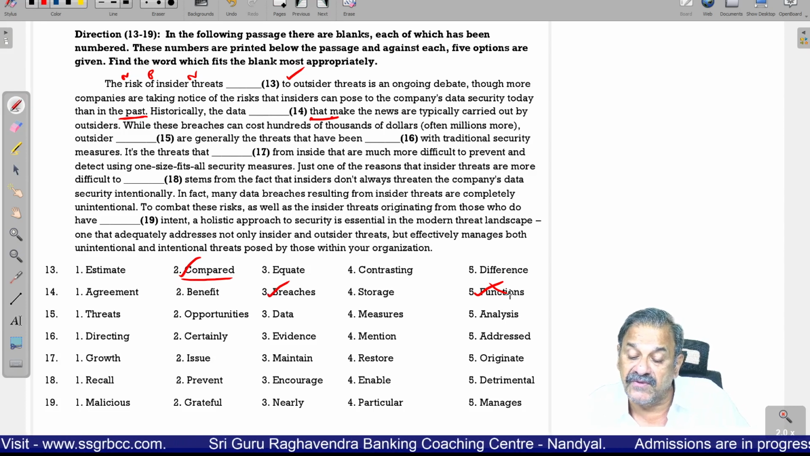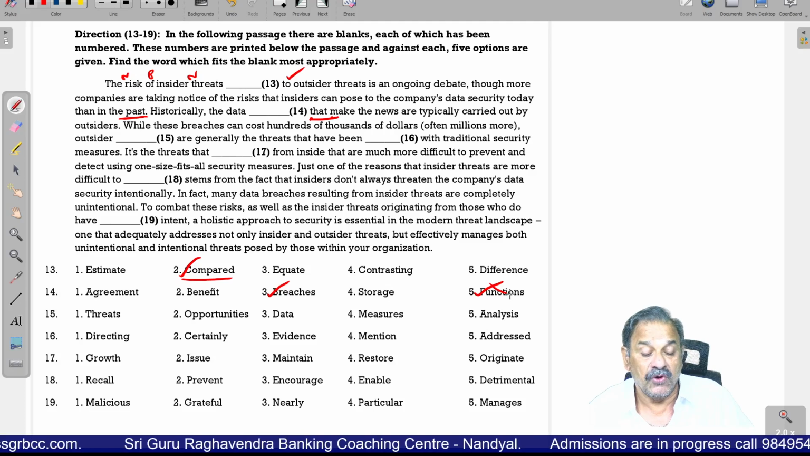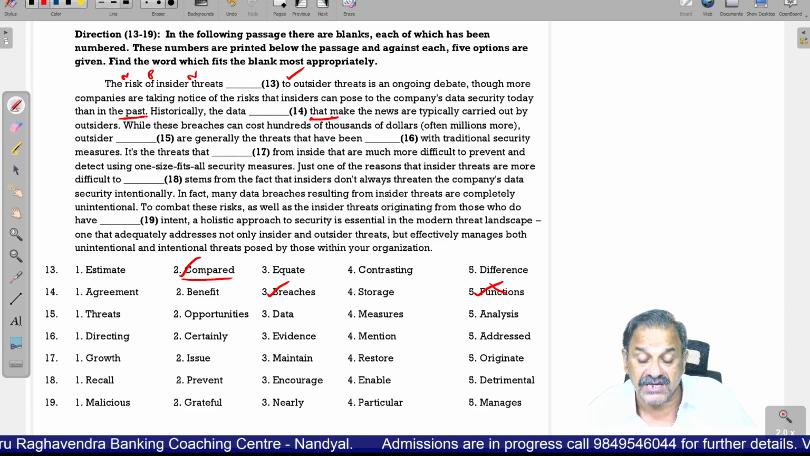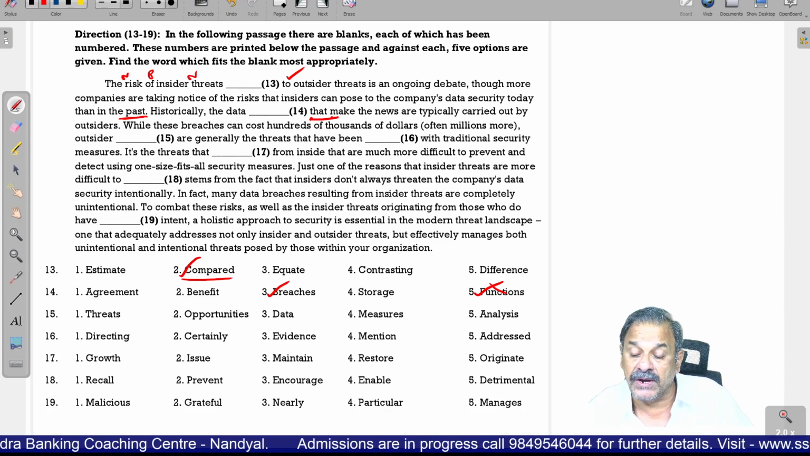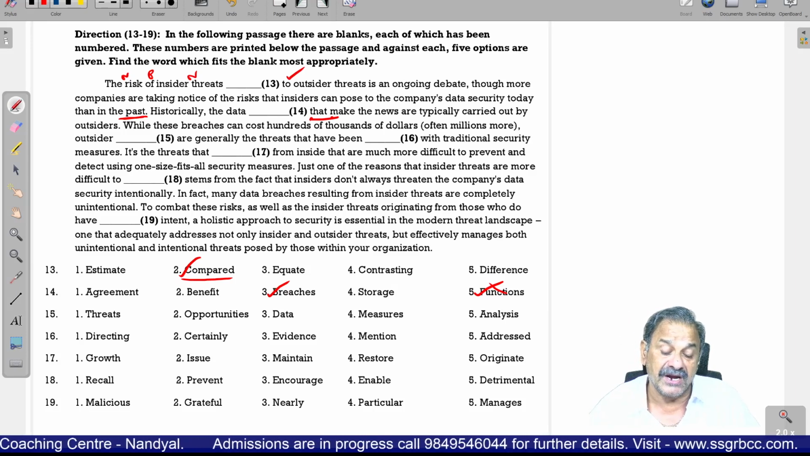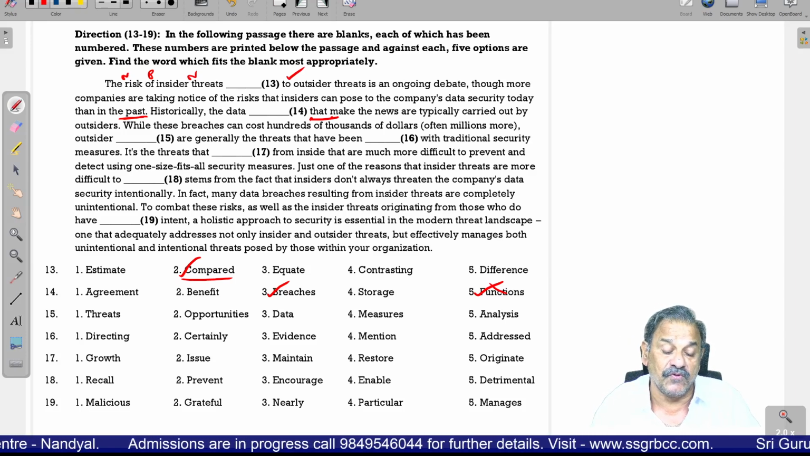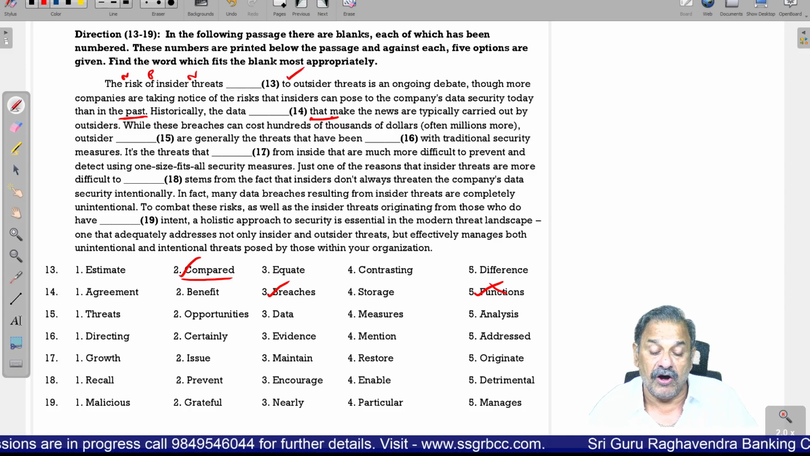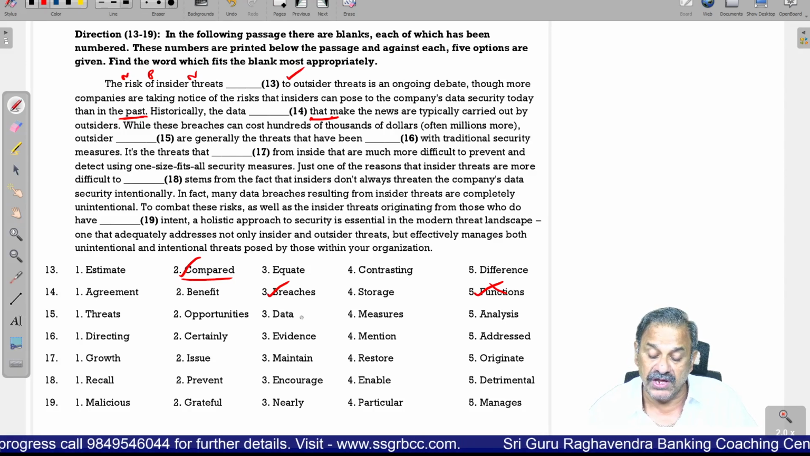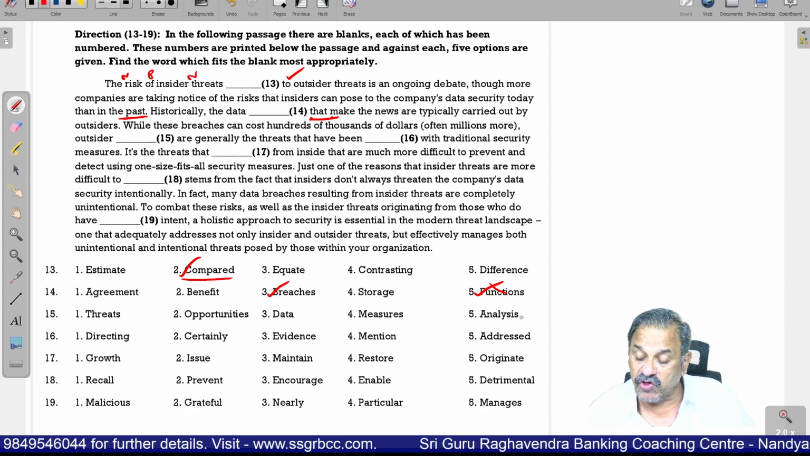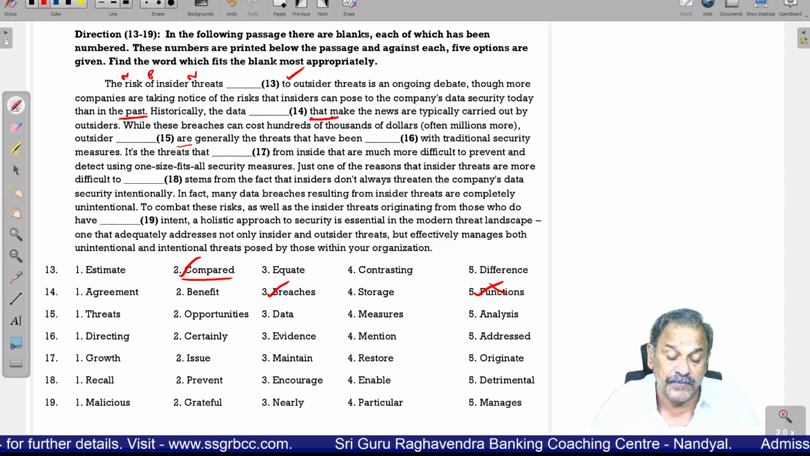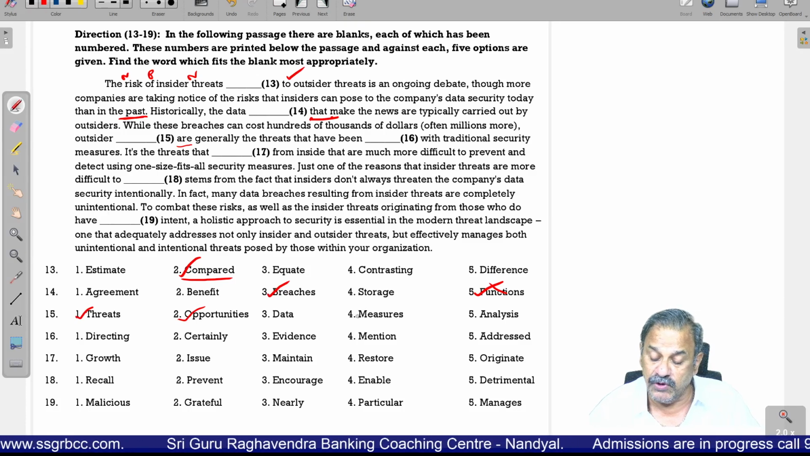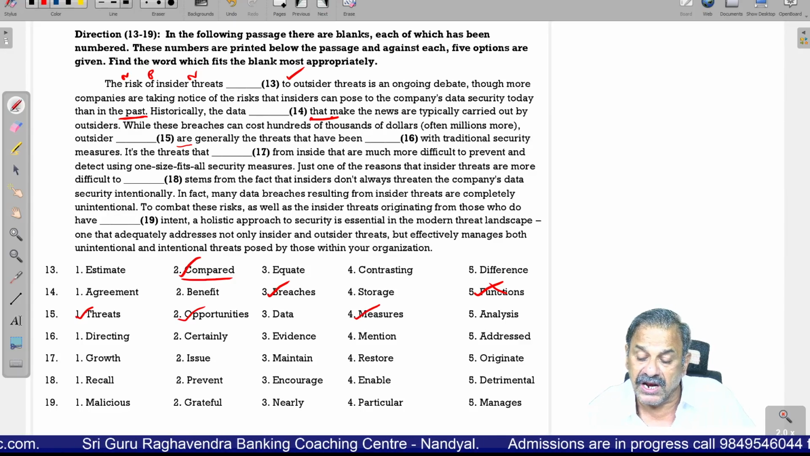That make the news are typically carried out by outsiders. While these breaches, here you are getting the clue, breaches. These breaches can cost hundreds of thousands of dollars, often millions more. Outsider dash are generally. Here it is are, so before that we have to use a plural noun. Outsider threats are generally the threats, outsider opportunities, outsider data, outsider measures, outsider analysis. Since it is are, we have to use a plural noun. Threats may be used, opportunities may be used, measures may be used. So you have to read the line and then use it.